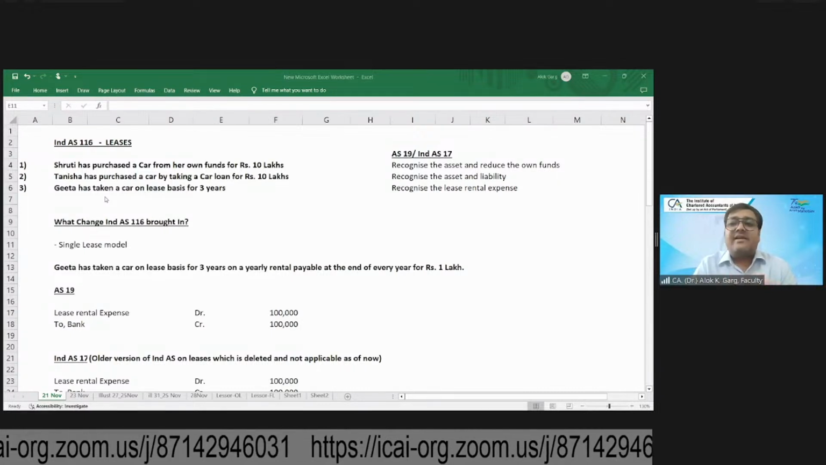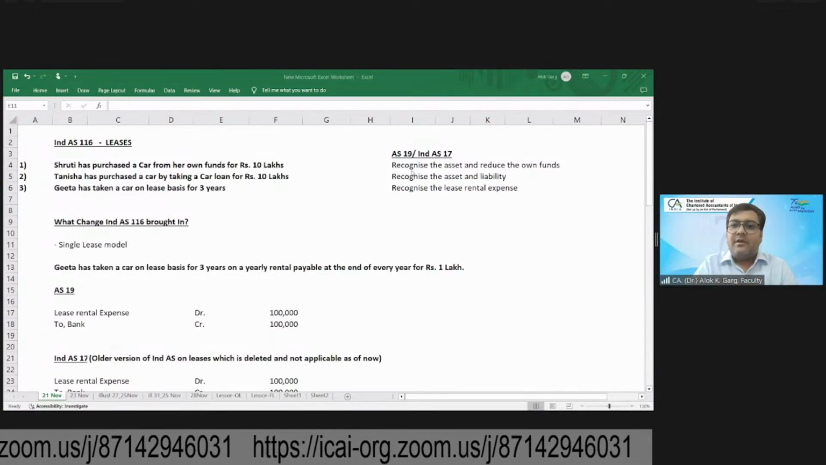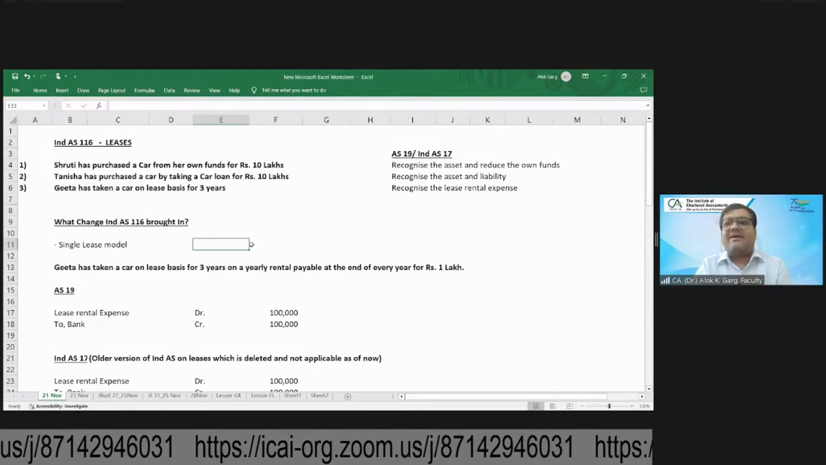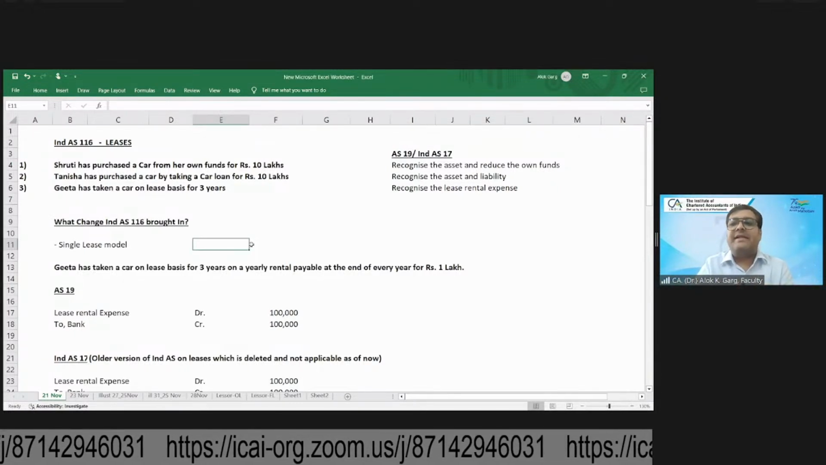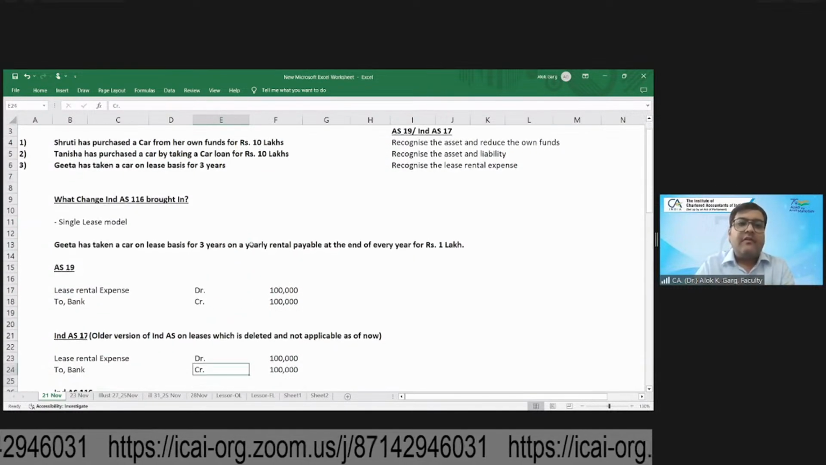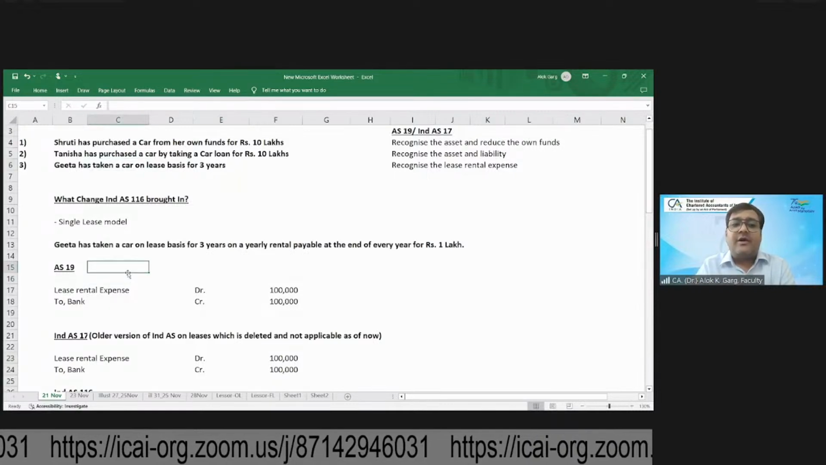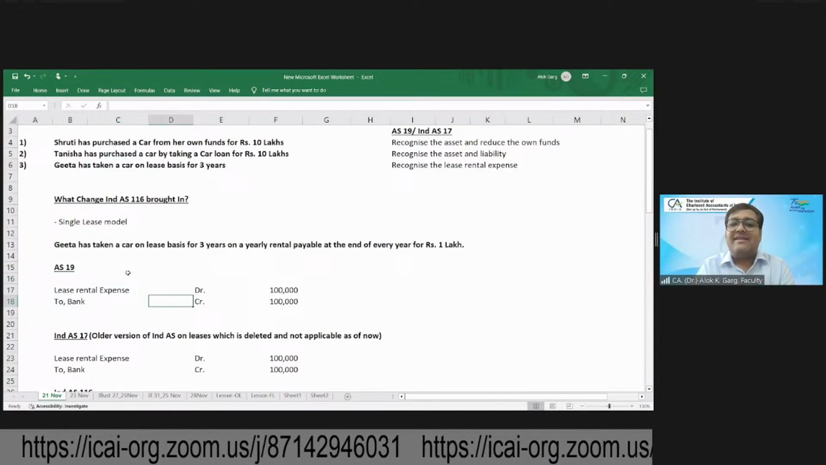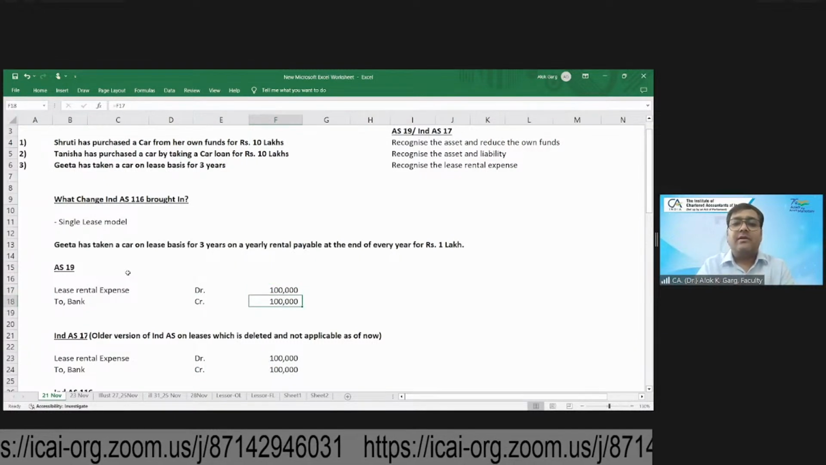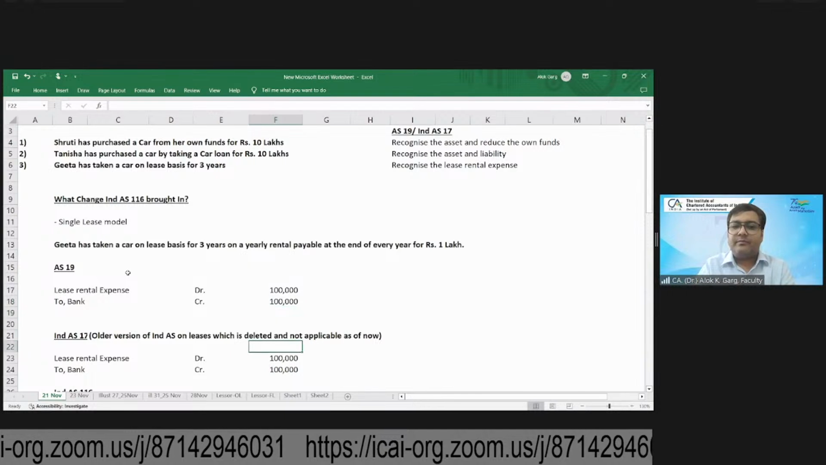Okay, the lessee was recognizing an asset and the lessee was recognizing a liability. Now I'm stopping my discussion on Ind AS 116 and I'm taking you back to AS 19 and Ind AS 17 again. In case of Geeta, who has taken a car on a lease basis, in accounting standard 19, the accounting is lease rental expense account debit to bank account, assuming 1 lakh rupees the lease rental for every year, correct?